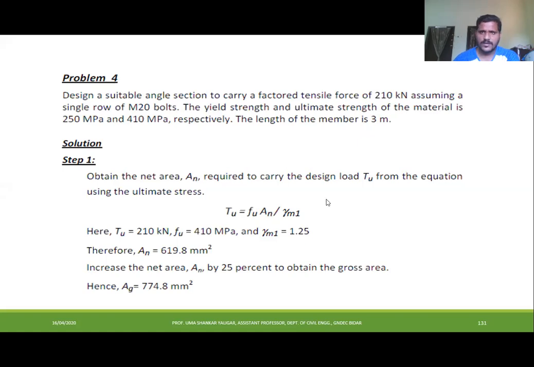Now I think I will stop the session here, because from here onwards there are design problems. Up to here we have calculated the strength of the different members. One is the plate member, afterwards the single angle member, and also the double angle member. Try to solve some other numerical problems for the calculation of the strength in tension.